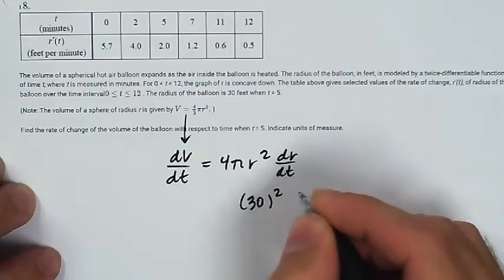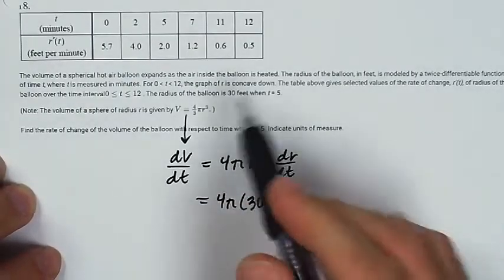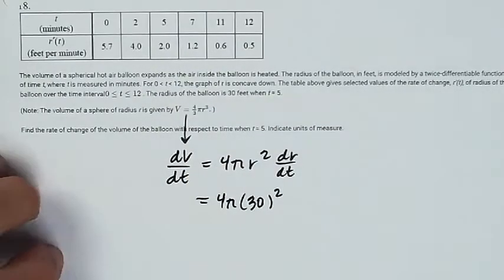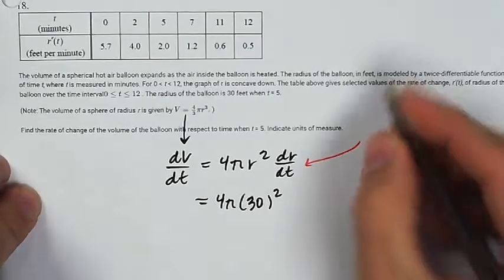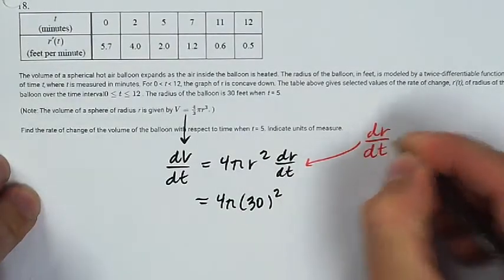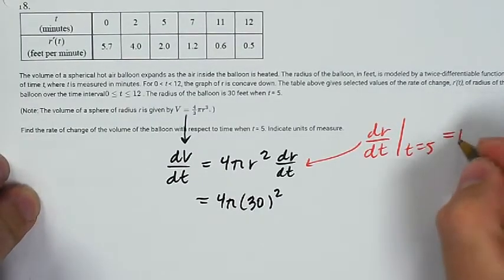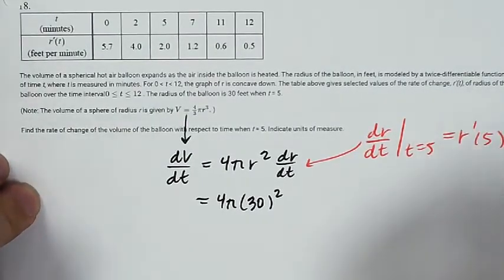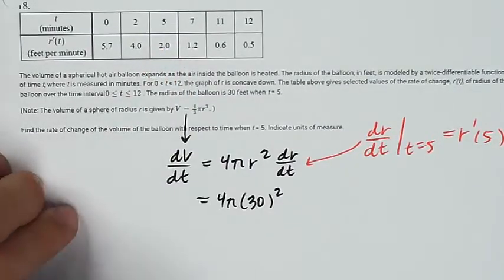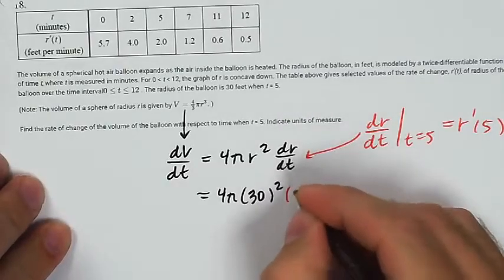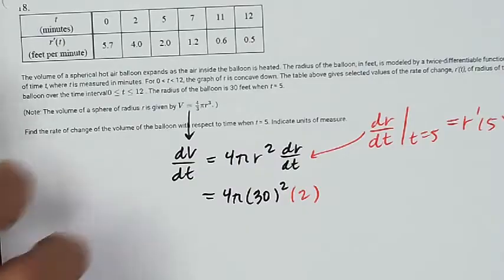This is one of the only ones that I've ever seen where you have to do anything with the time variable. But notice that it doesn't matter. Now, dr/dt at t equals 5, well, that's what we mean when we write something like r prime of 5. So I'm going to pull in that r prime of 5 equals 2.0 right here. And then that's going to be the rate of change of volume.